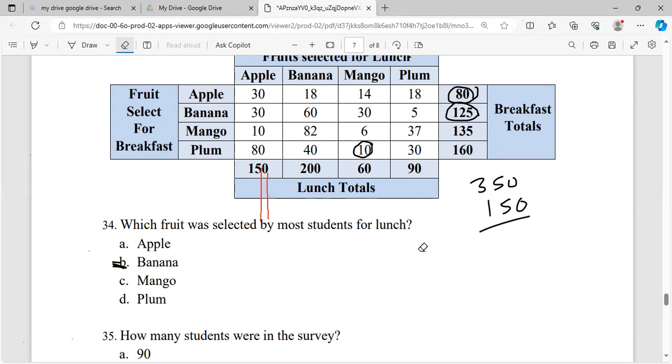Banana and plum. Remember, banana for breakfast, plum for lunch. Sir, what was the question? How many students selected banana for breakfast and plum for lunch? Five.